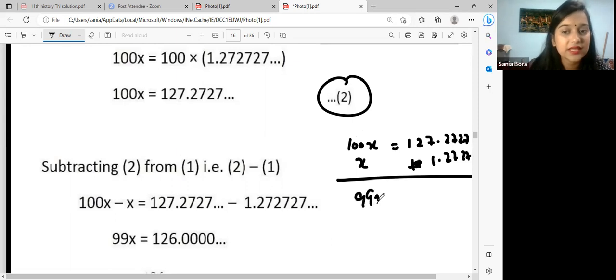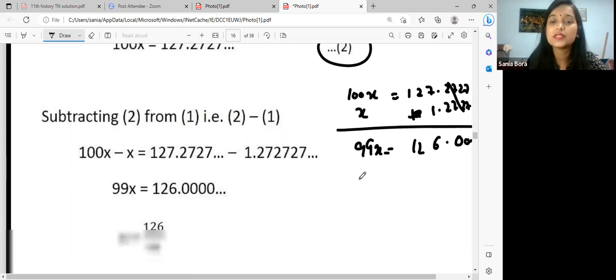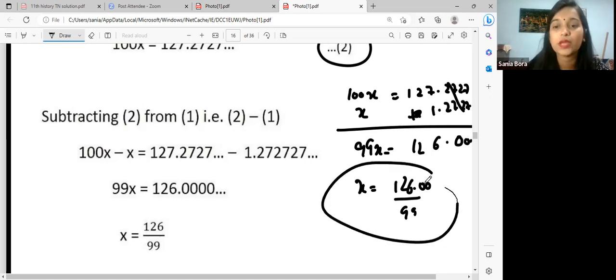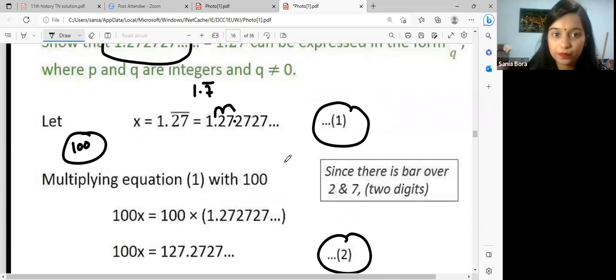So from 100x, 1x is gone, so it is 99x. When you solve this, the decimal parts will cancel out, so it will be 0. And 127 minus 1 is 126.0. Now this will come here: x equals 126.00, or you can just ignore it, 126 divided by 99. So you have represented this in the form of P upon Q.